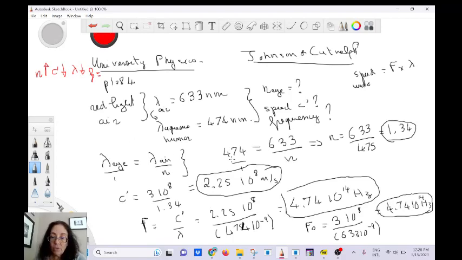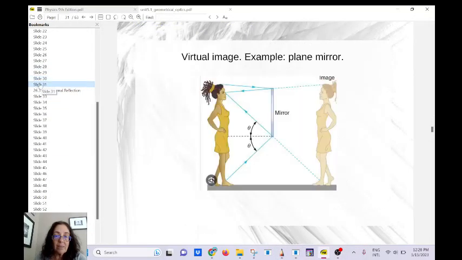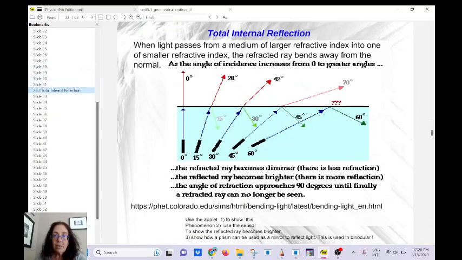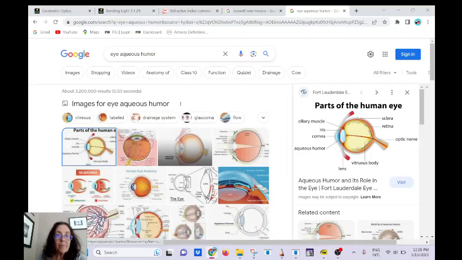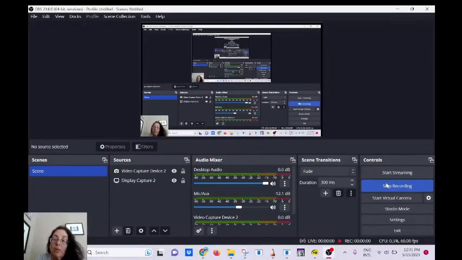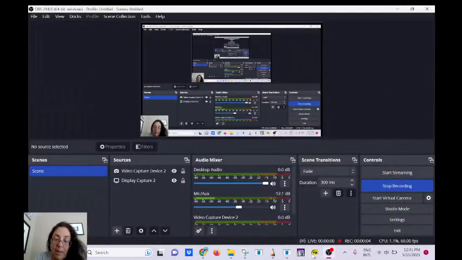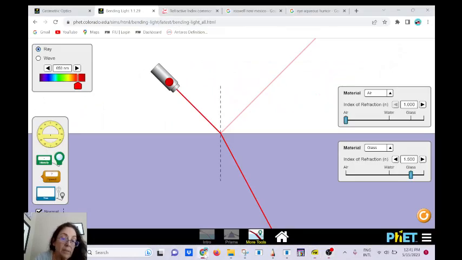Okay, so now I want to talk about total reflection. That's going to be the next unit here. Total reflection. It's very interesting. So let's start by using the simulation. So now let's talk about internal reflection. And let's start with the simulation.